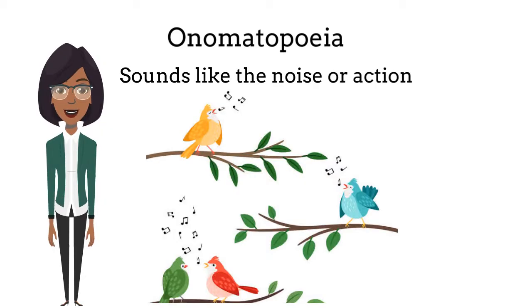Onomatopoeia is when the words sound like the action. For instance, chirp chirp cheep went the birds. Did you notice that the words chirp and cheep sound exactly like the sound birds make?